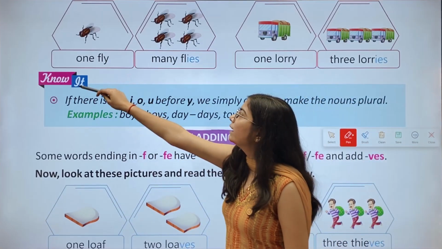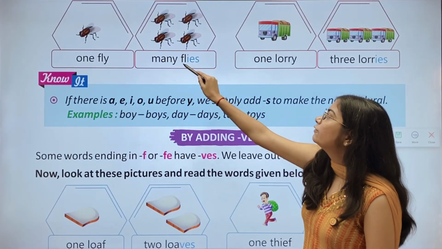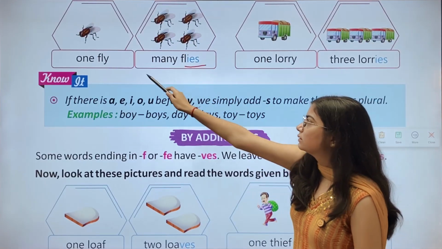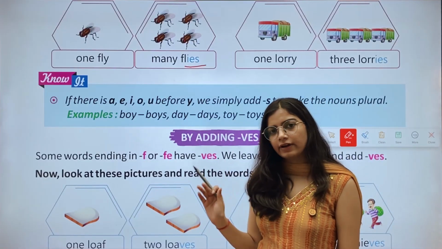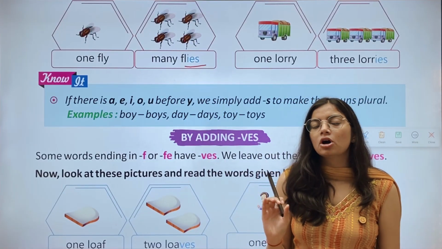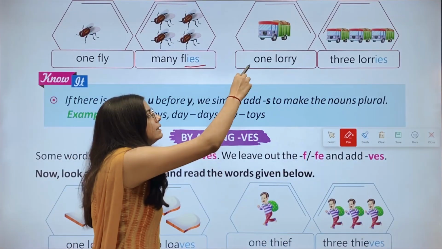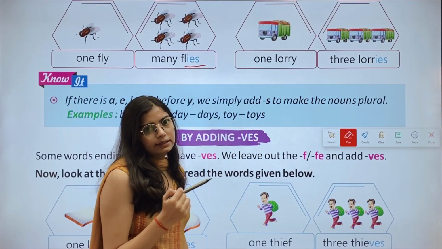Then we have one fly. Here we have many flies. Again, y is changed into i and in the end we have added s. That's how we get flies, the plural of fly. Then one lorry, three lorries.